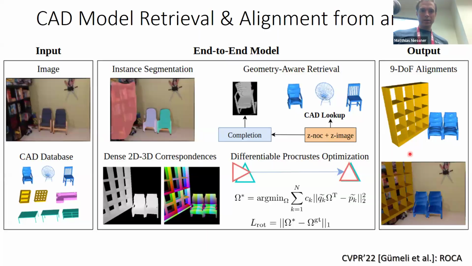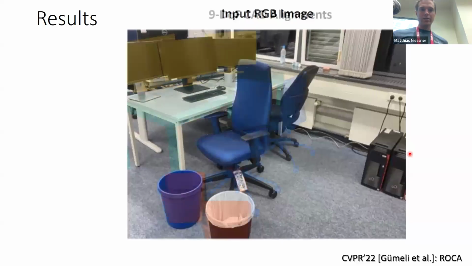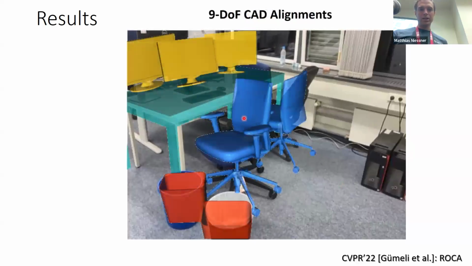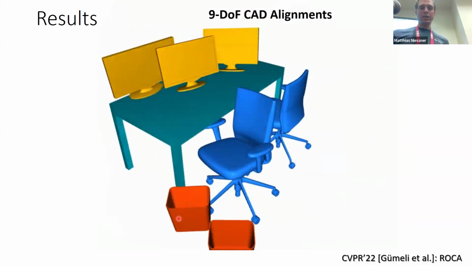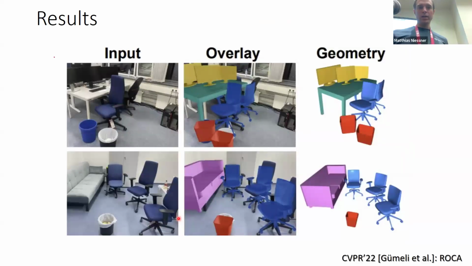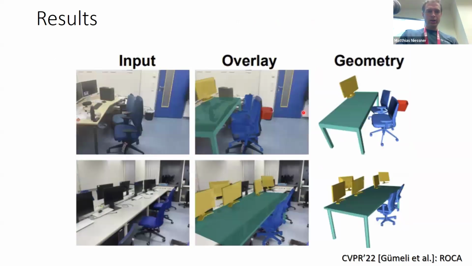Okay, I want to show this again, right? So here's the input image. You can see all the chairs, tables, monitors, and trash bin and stuff like this all gets aligned. Here are a few more examples of the outputs. You have here the input image, the overlay, and the respective geometry we also have at the end of it. A few more. Again, we did this in our lab, and I think this looks actually pretty cool.